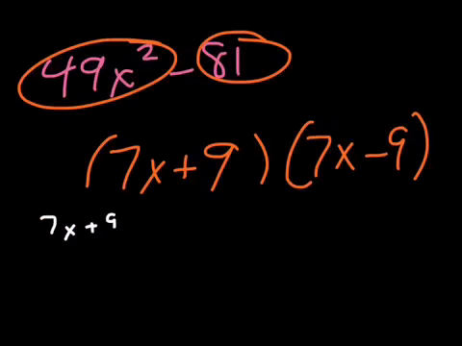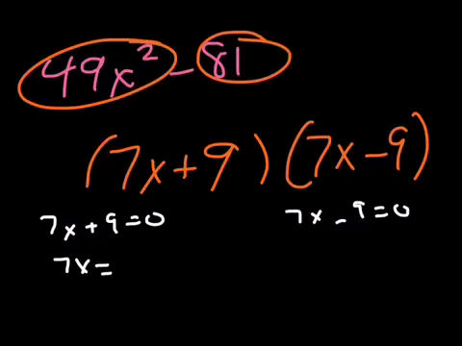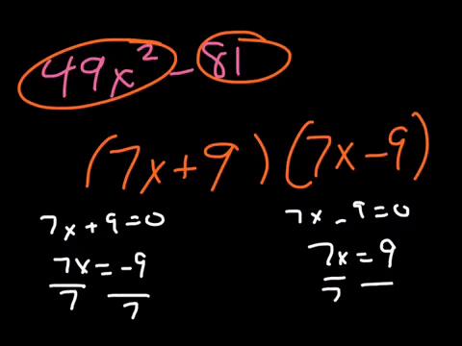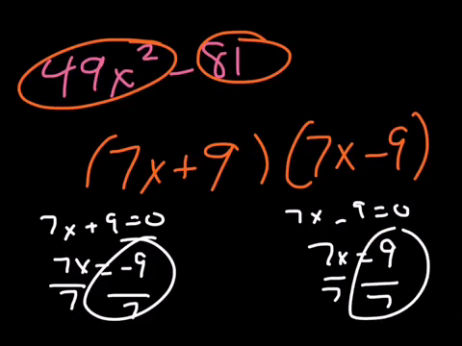7x plus 9 equals 0. 7x minus 9 equals 0. So 7x equals negative 9. 7x equals positive 9. Divide by 7, divide by 7. And we have negative 9/7 and positive 9/7. And these will generally end up being opposites of each other because that's what's happening here. They're opposites of each other.